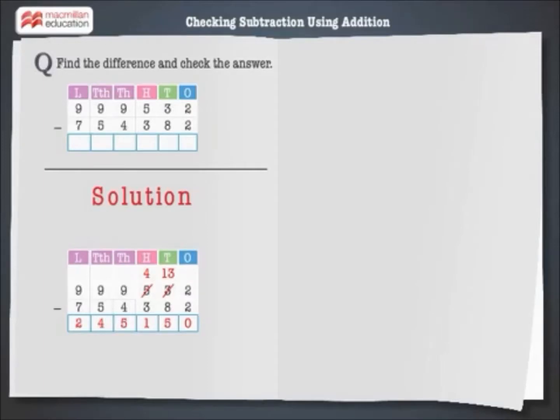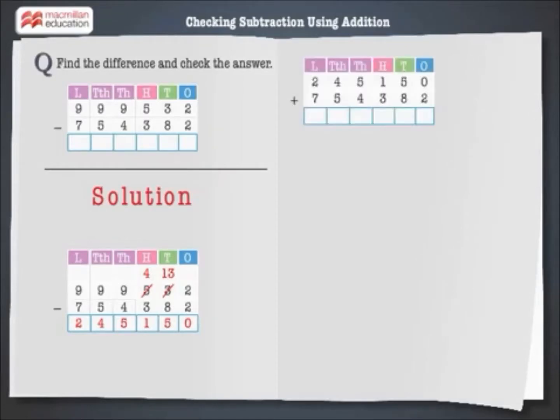Now let's check our subtraction using addition. Add the difference and the subtrahend. We get 9,99,532, which is also the minuend. Hence, our subtraction is correct.